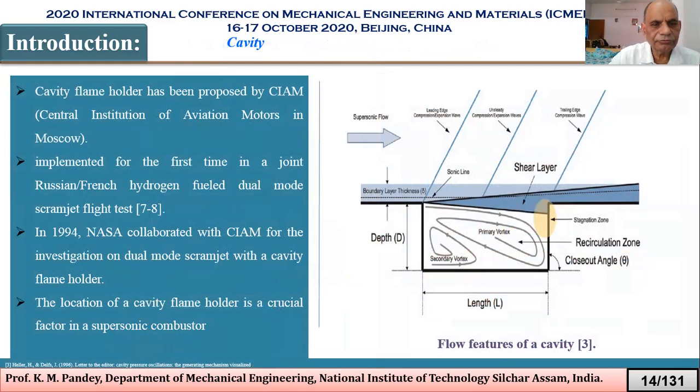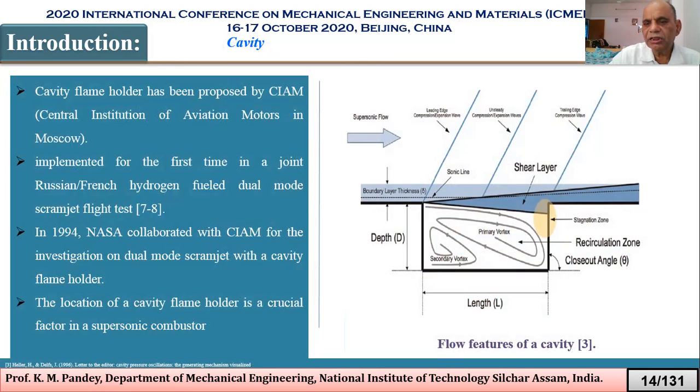Then it is implemented for the first time in a joint Russian-French hydrogen fuel dual mode scramjet flight test. It is given in reference 78. Then in 1994, NASA collaborated with CIAM for the investigation on dual mode scramjet with a cavity flame holder. The location of a cavity flame holder is a crucial factor in a supersonic combustor.